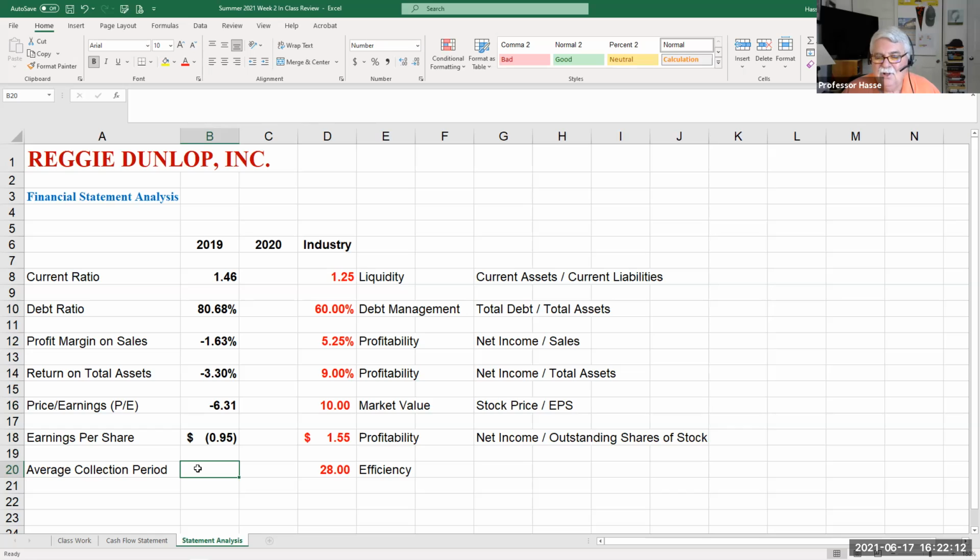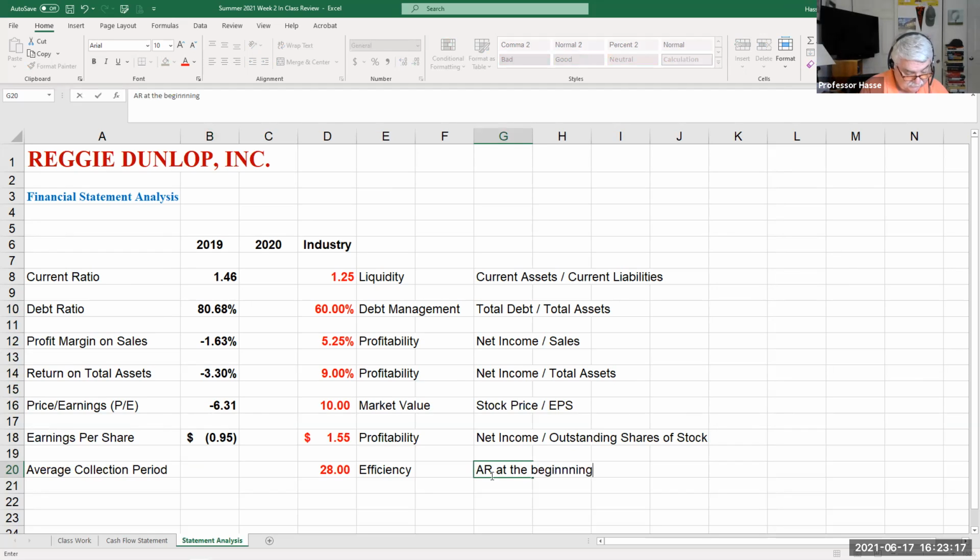And then the average collection period. This tells us how long it takes us to collect our receivables. That's an important number for cash collections. So this collection period is this formula. It's the accounts receivable balance at the beginning of that fiscal year divided by the average day sales. And the average day sales is simply total sales divided by 365 days. That's the average day sales.